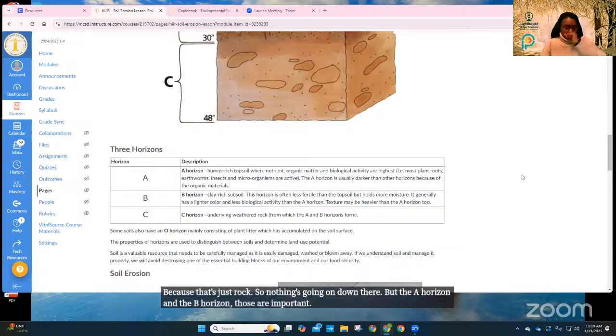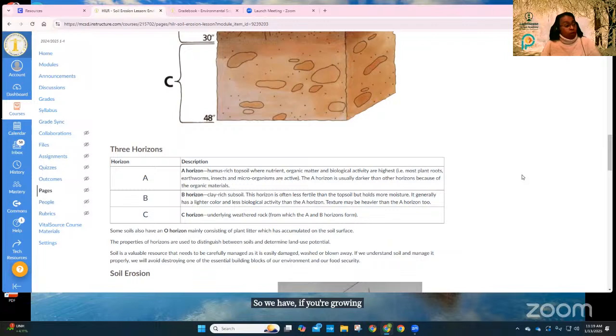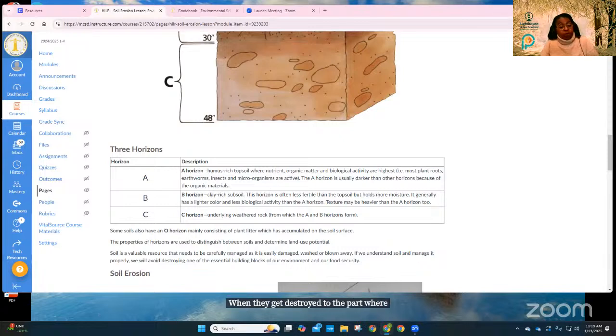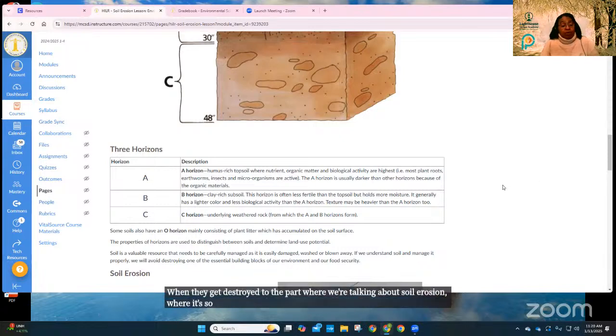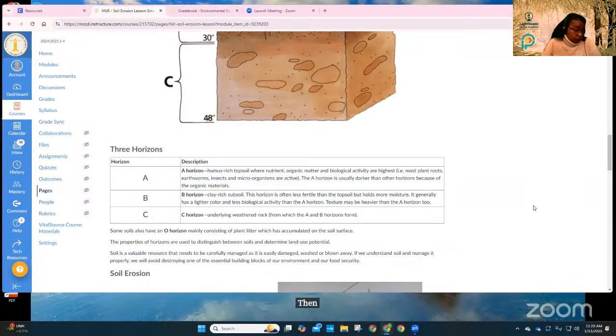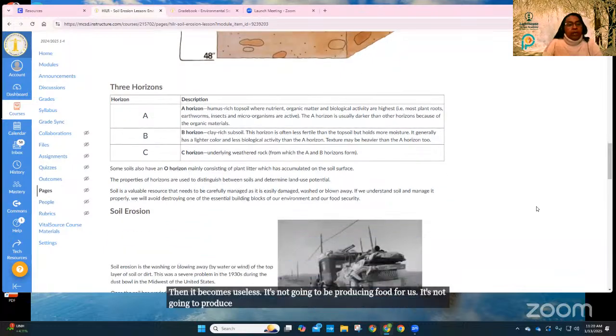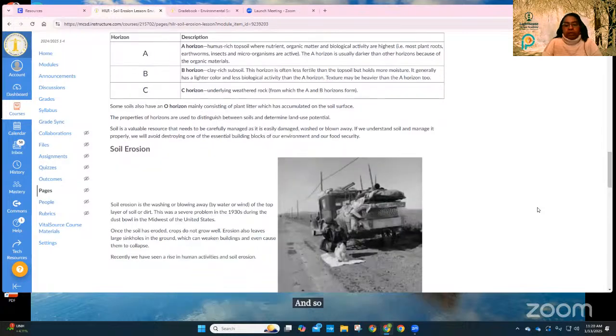So if you're growing crops or raising cattle, because they need to eat the grass and have fertile lands to feed off of, then you have to maintain your A and B horizons. When they get destroyed, to the part where we're talking about soil erosion, where it's so dry and brittle that it can be blown away easily, washed away easily, and all you're left with is your C horizon, then it becomes useless. Okay, it's not going to be producing food for us. It's not going to produce food for cattle. And so everybody is starving.